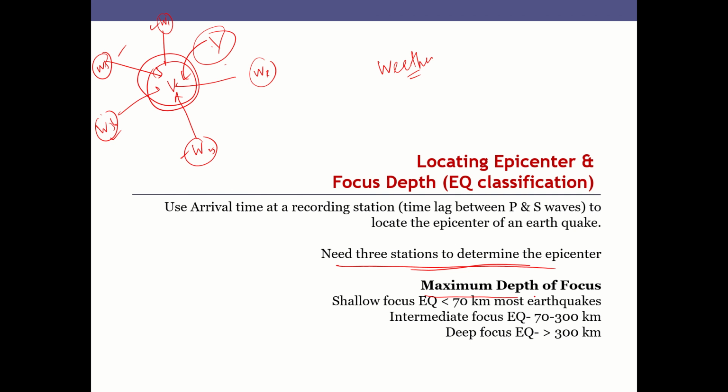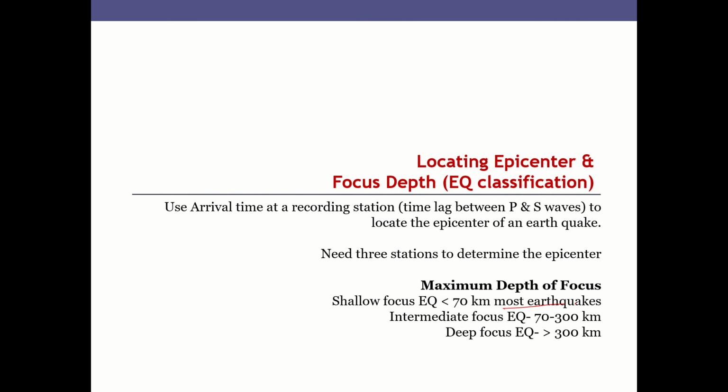And the maximum depth of focus: shallow focus is an earthquake which is less than 70 kilometers. Most of the earthquakes are under this. Intermediate earthquake, where the earthquake occurs underneath the earth, is 70 to 300 kilometers. Deep focus is where the earthquake is recorded way below, beyond 300 kilometers of depth.